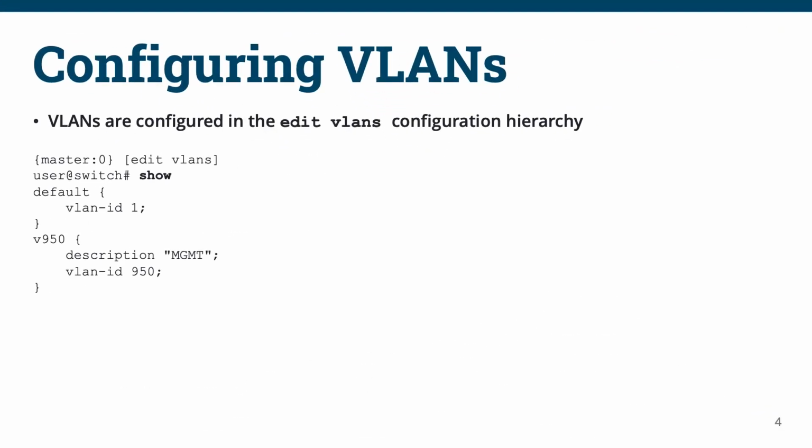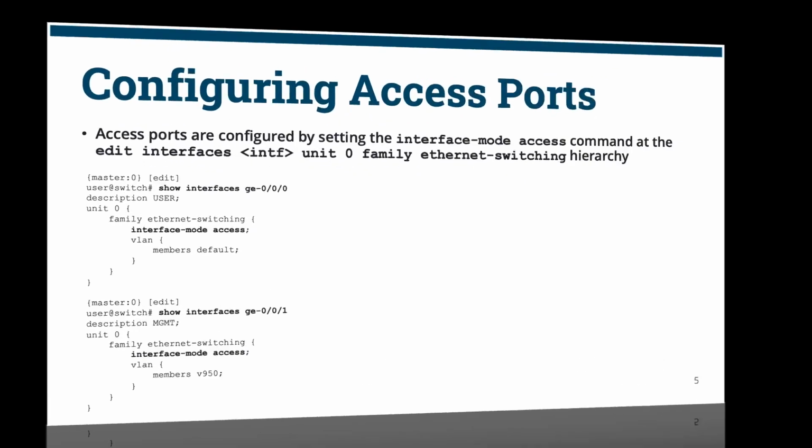From the edit vlans configuration hierarchy, we can see how to configure an additional VLAN from the default. Simply specifying a name and VLAN ID is sufficient for the creation of a new VLAN. In the following slide, we'll see how to configure an access port to be a member of a VLAN.